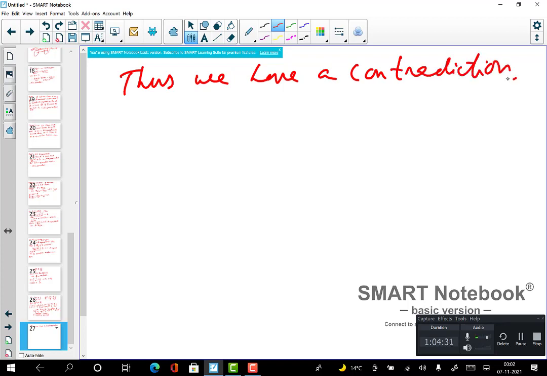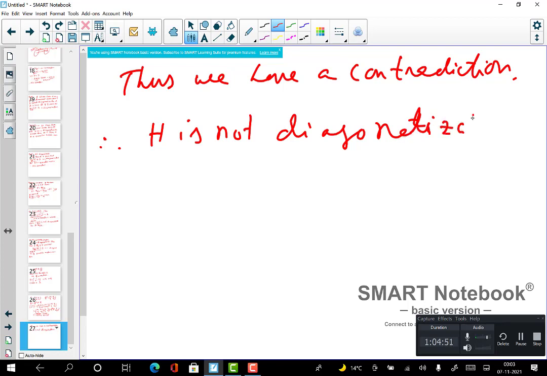Okay, if you have a contradiction, what does that mean? We assumed that this is diagonal, right? So what does that mean? That means A is not diagonalizable. Okay, so I'll stop here.